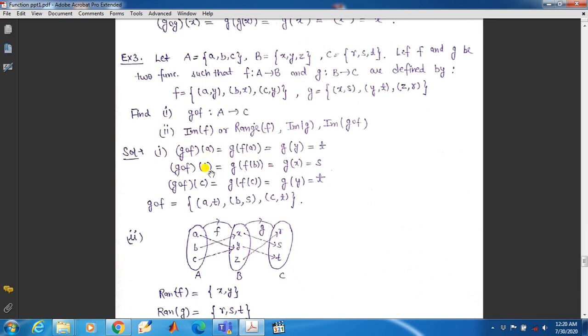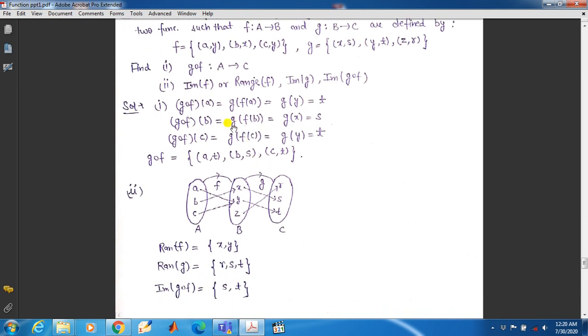Similarly, gof of b is s, and gof of c is again t. So for that combination, gof will be, in ordered pairs, (a, t), (b, s) and (c, t). So this will be the gof function.